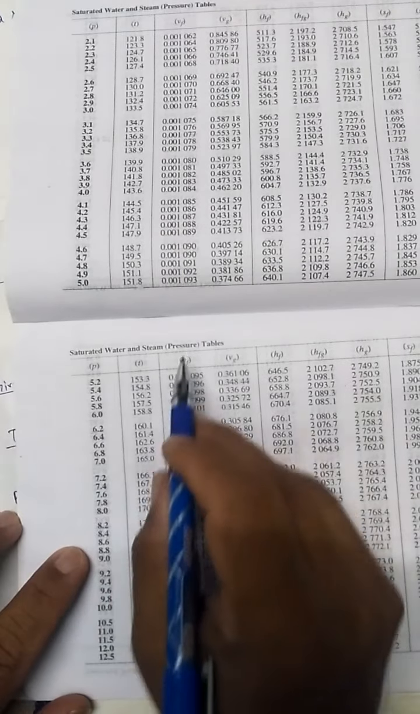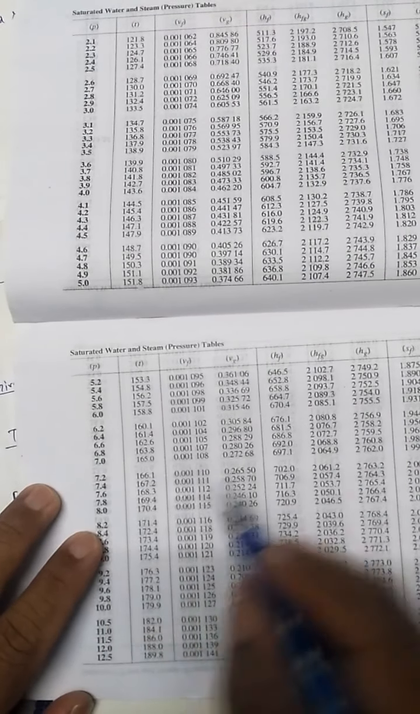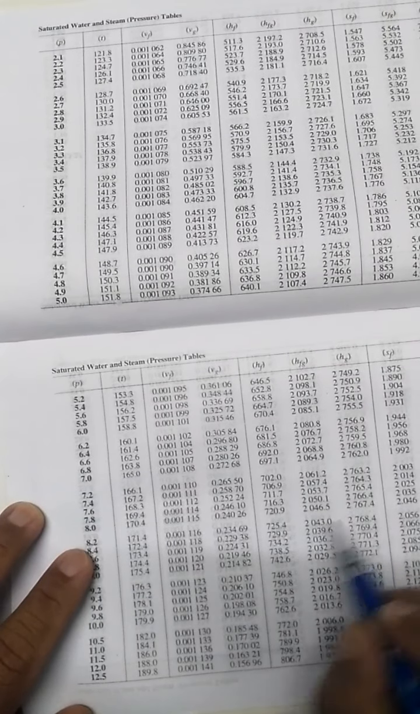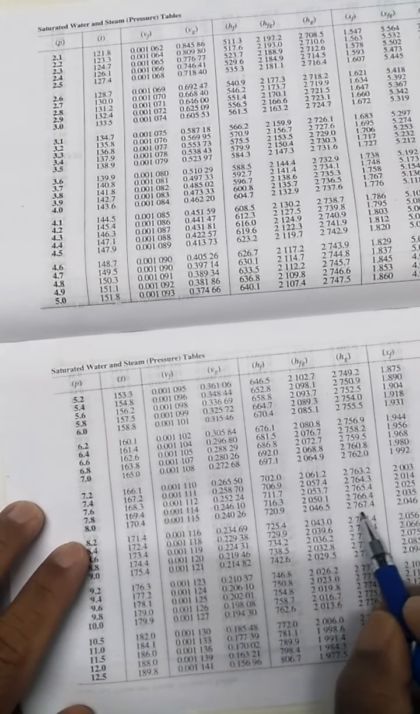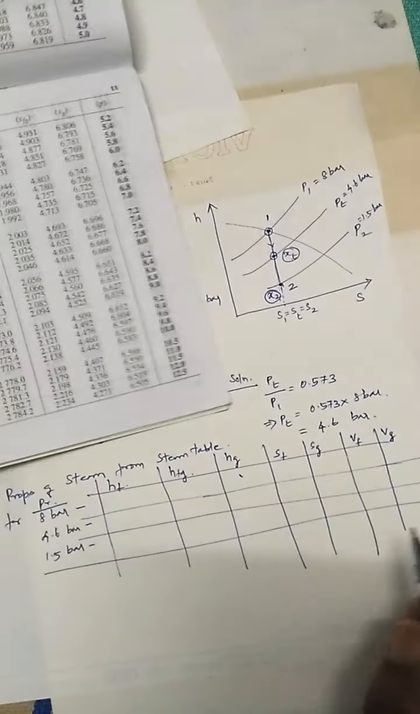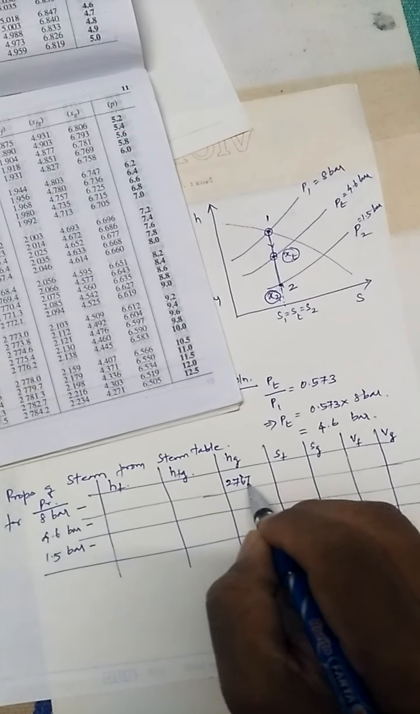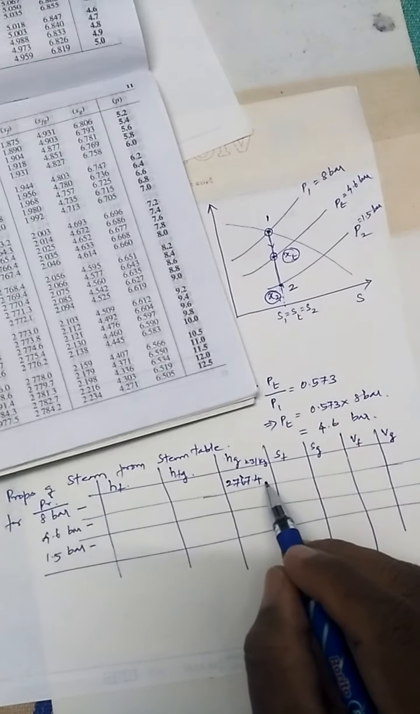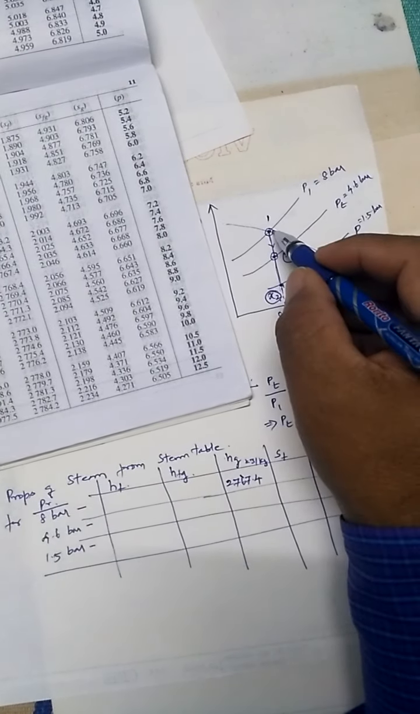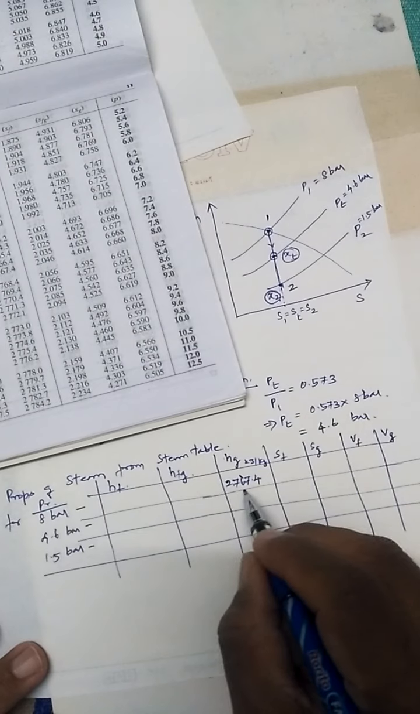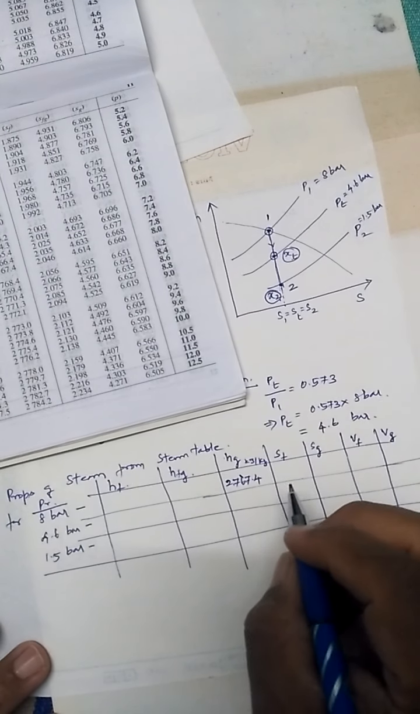So this is the 8 bar pressure, so the Hg value. Please note down, for 8 bar the Hg value is 2767.4 kilojoules per kg. I want this H1, so this is the H value, which is why we are taking Hg, the first H1 point.